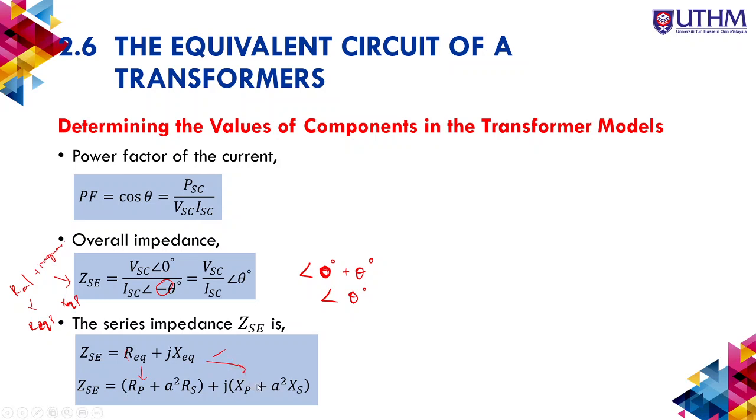However, since we do only limited tests, the short circuit and the open circuit test, it is difficult to know every resistor: what is RP, what is RS, what is XP, what is XS. It's very difficult, so normally we just leave it until this part, unless they give you some clues, like mentioning that RP is 10% of the secondary side. Then you can calculate from there.